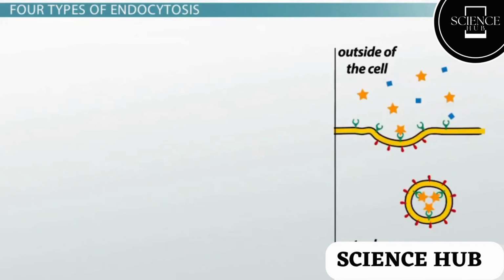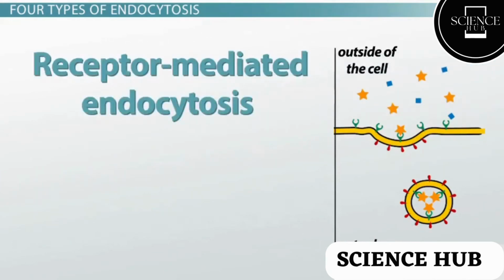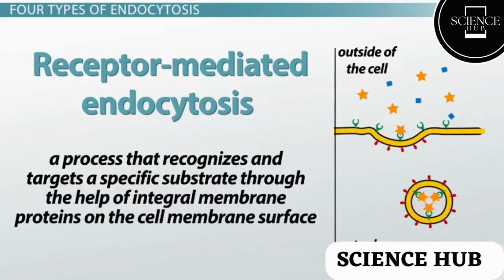In the third type of clathrin-based endocytosis, the cell membrane also folds around a substrate to engulf and internalize it. However, receptor-mediated endocytosis is a process that recognizes and targets a specific substrate through the help of integral membrane proteins on the cell membrane surface. Here, integral membrane proteins called receptor proteins recognize and bind to a specific target, such as these stars. In this example, these receptor proteins would not recognize and bind to non-star objects, like the squares. When a receptor protein binds to a target, it signals the cell membrane to enclose the target and internalize it inside a specialized vesicle.